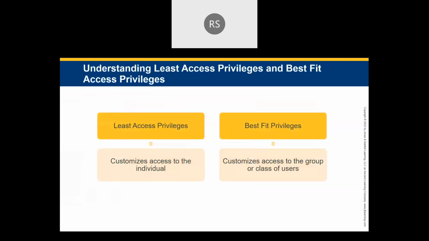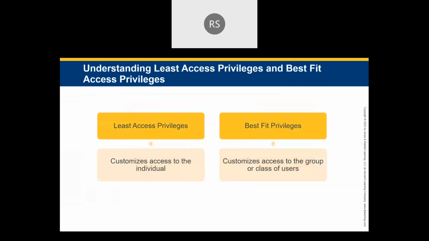So to understand the least access privileges and best fit access privileges, we're going to look at a scenario. We're going to consider a company with various departments that includes sales, marketing, and finance. Within the finance department, there are going to be different roles such as an accountant, financial analyst, and a finance manager. Each of these roles is going to require access to specific systems and data to perform their respective job functions.